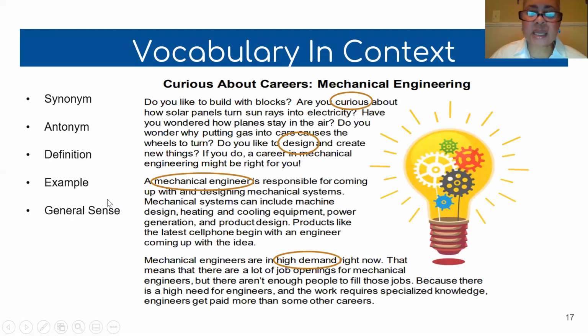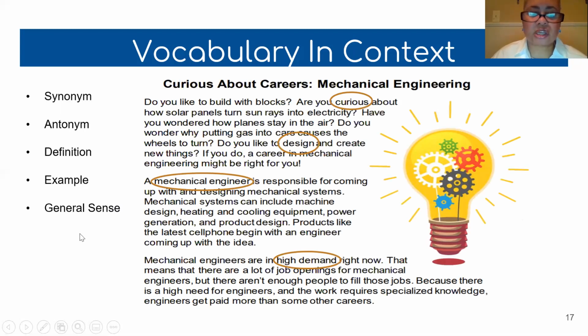With that in mind, let's take a look at this particular text titled Curious About Careers, Mechanical Engineering. This is a 5th grade text. Do you like to build with blocks? Are you curious about how solar panels turn sun rays into electricity? Have you wondered how planes stay in the air? Do you wonder why putting gas into cars causes wheels to turn? Do you like to design and create new things? If you do, a career in mechanical engineering might be right for you.